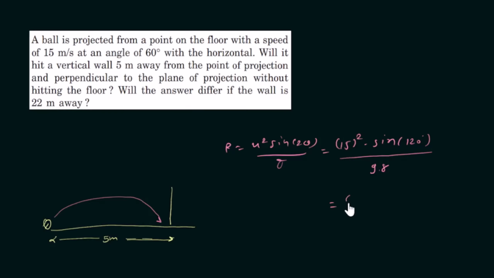So this is going to be 15 square into sin 120, which is root 3 by 2, divided by 9.8. If you solve this, it will be 19.4 meter. So the ball will land at 19.4 meter. This image is not to scale. It is more than 5 meter, so it is obvious that it will hit the wall. Will the answer differ if the wall is 22 meter away? Yes, it will not hit the wall. That's the answer to this question.